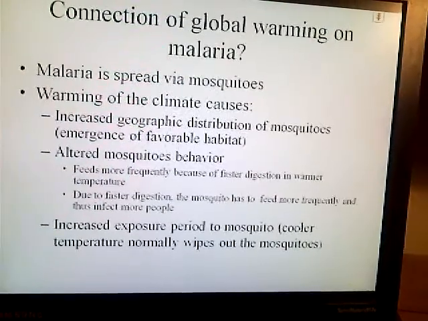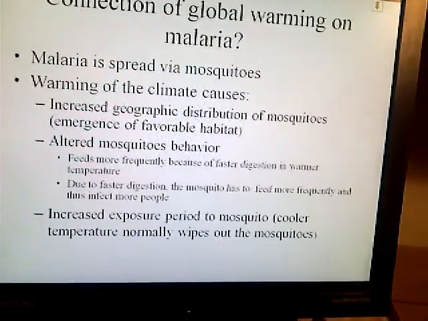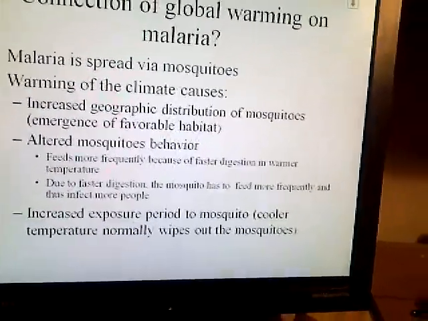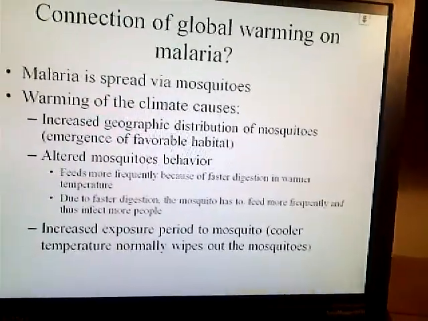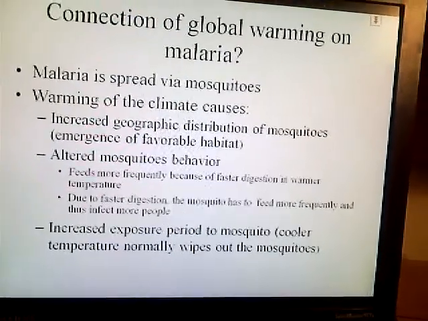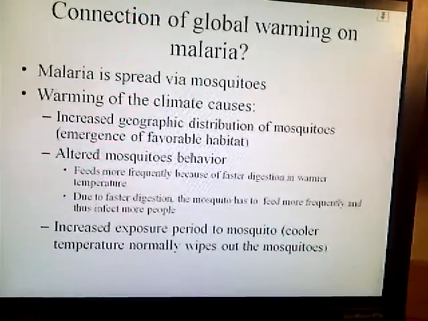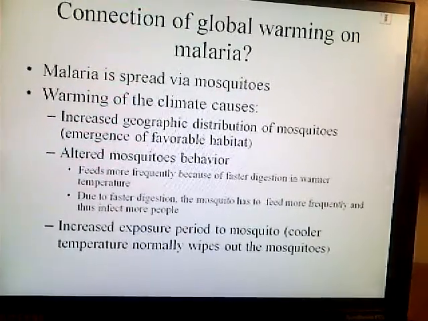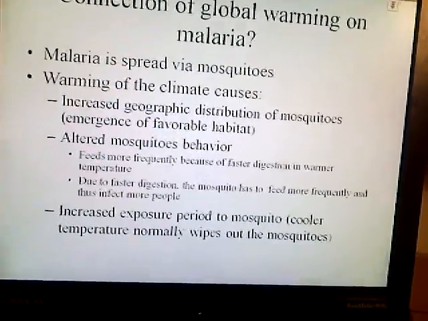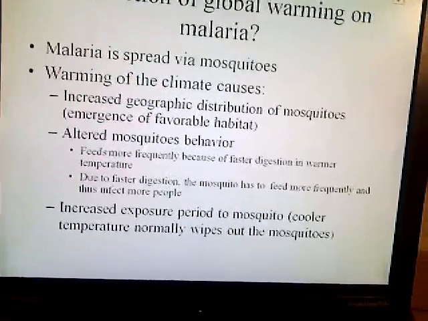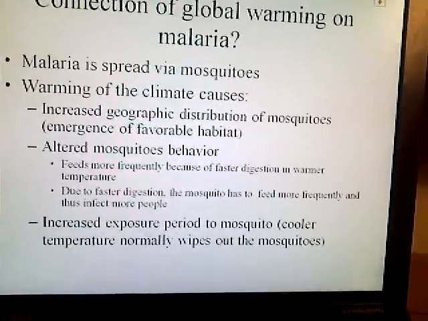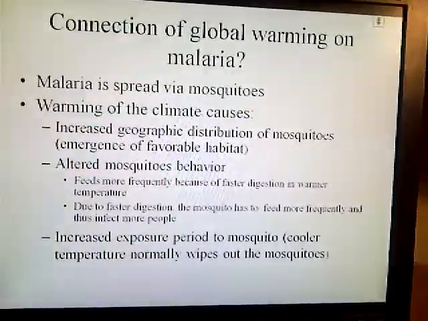They need to feed more frequently if it's warmer, because at a warmer temperature the digestion rate is faster, so this causes them to feed more frequently, and the more frequently they feed, the more people become infected. And also increased temperature causes an increased exposure period to mosquitoes, because normally cool temperature would wipe them out, but since it's warmer they tend to hang on a bit longer than what they used to.